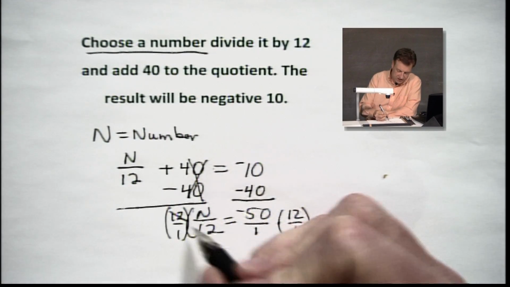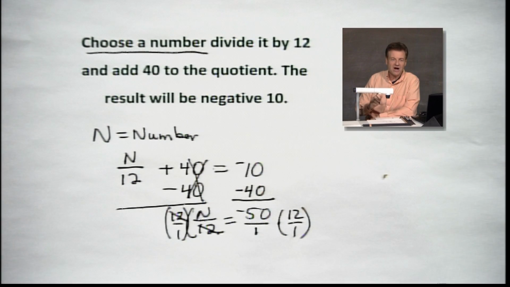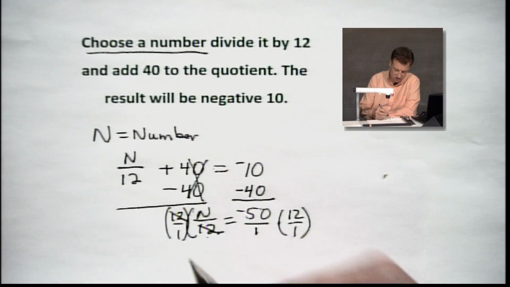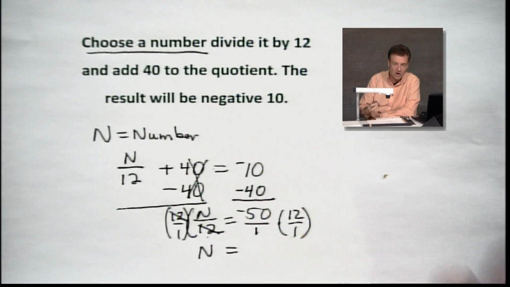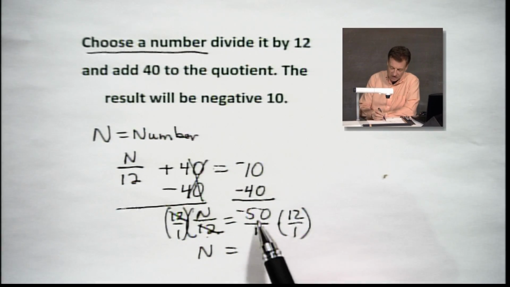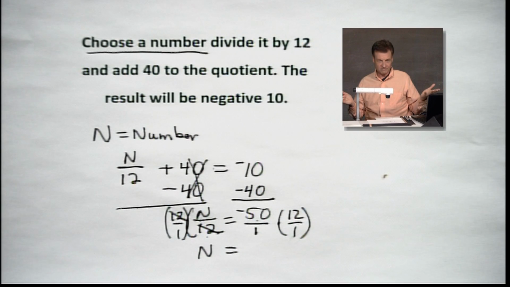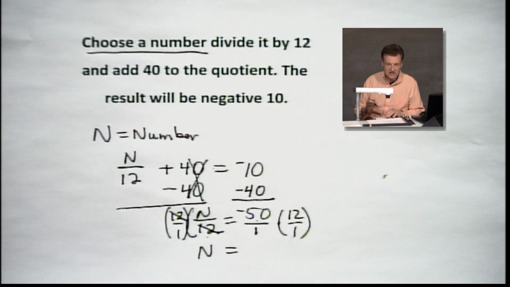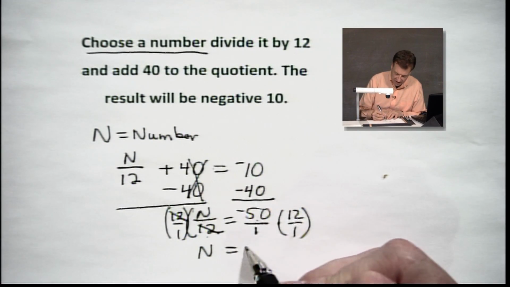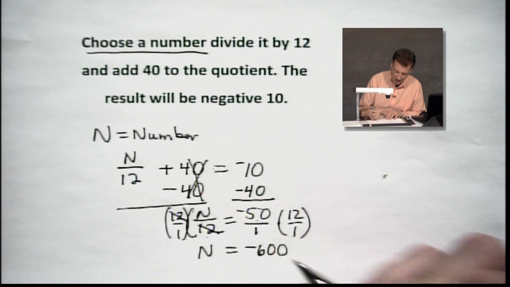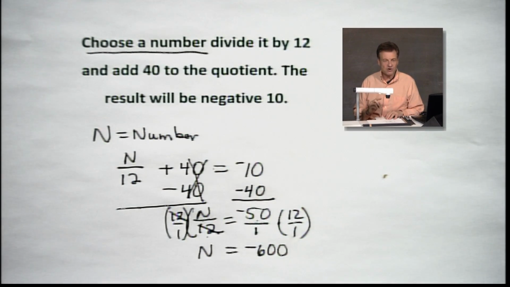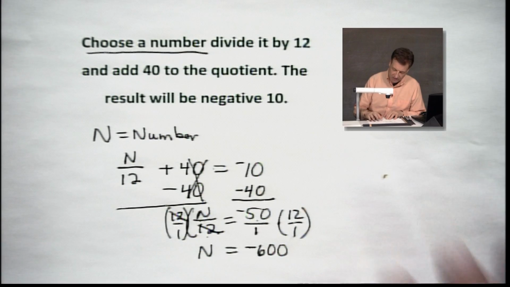Now, take the 12s, say goodbye to them, because they cancel out in the good old division fashion. So we got n by itself, which is what we wanted. Now over here I have -50 times 12. Not too bad a number to worry with. It's going to give us -600. Before I put a circle around it and say this is good as gold, let's go back and check.